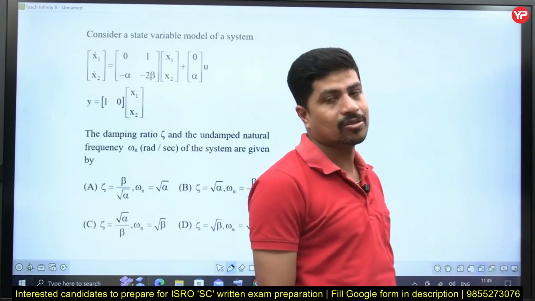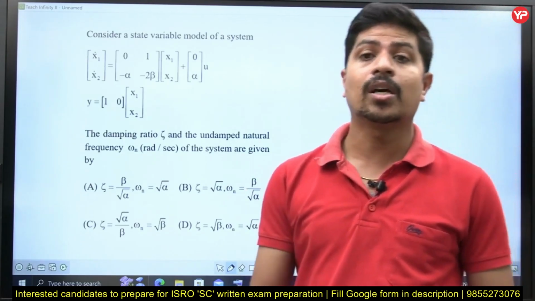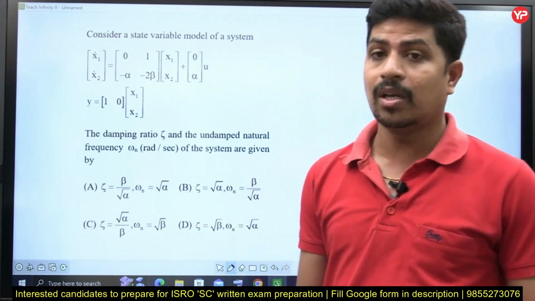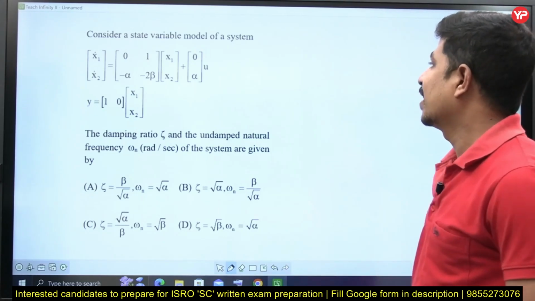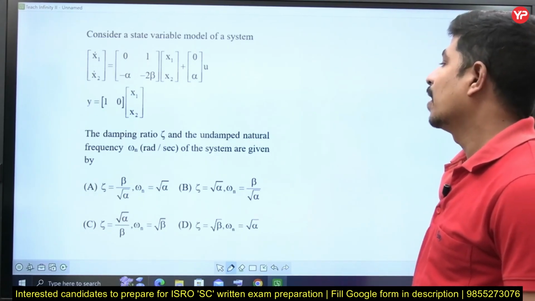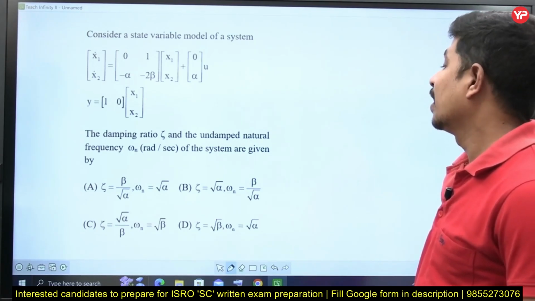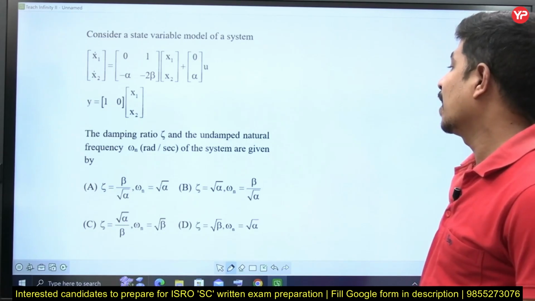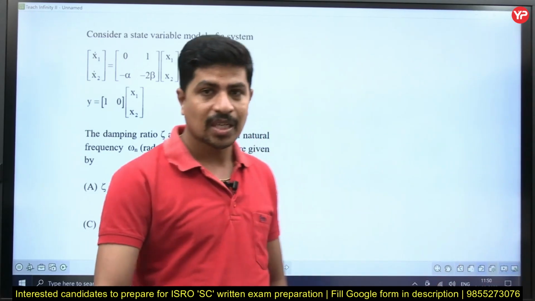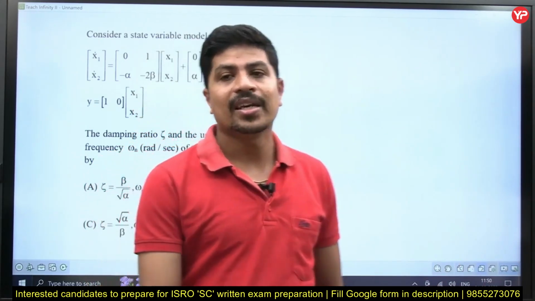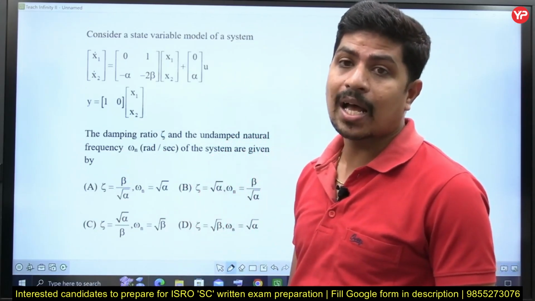Let's read the next question. This is also from state variable analysis. The topics of state variable analysis, especially controllers and compensators, are very important in the ISRO examination if you see the previous papers. Consider a state variable model of a system: x1 dot, x2 dot equals [0 1; minus alpha, minus 2 beta] times x1, x2, plus [0; alpha] u. The damping ratio zeta and the undamped natural frequency omega n of the system are given by, he is asking us to find damping ratio zeta and undamped natural frequency omega n.